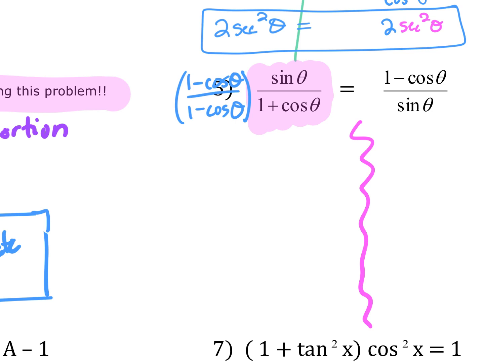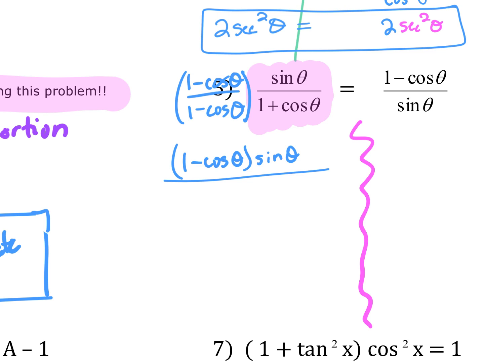My suggestion, do not distribute immediately. Keep this, because in many instances you don't want to distribute in order to be able to see what's going to divide out. And sometimes you do have to distribute, but more often than not, you do not. So don't distribute to begin with in the numerator.